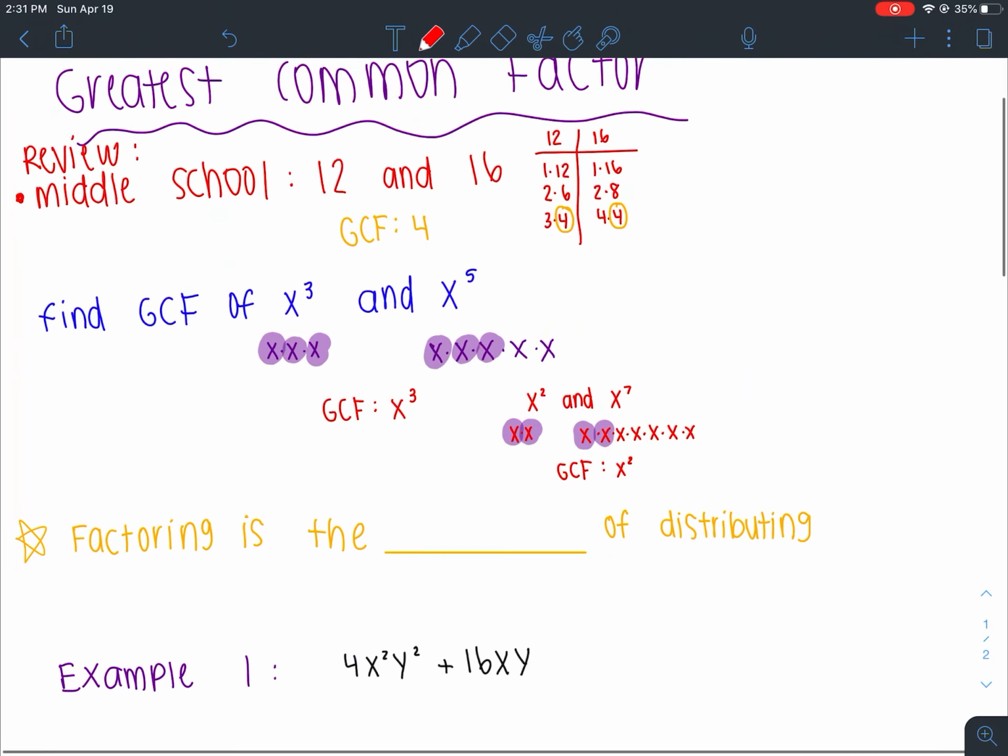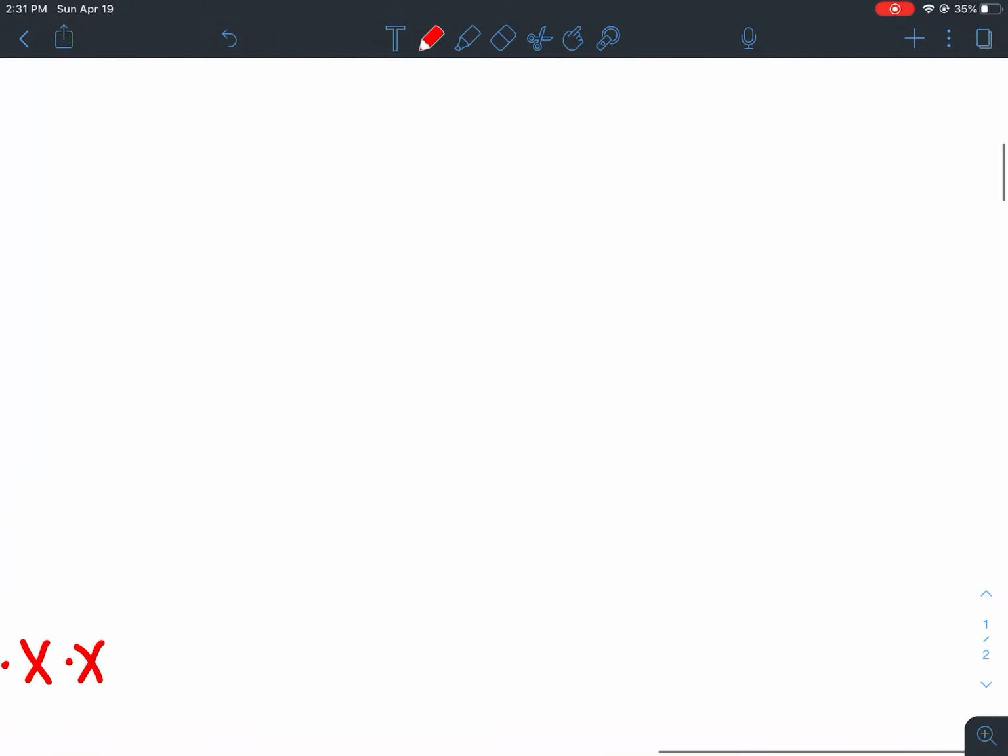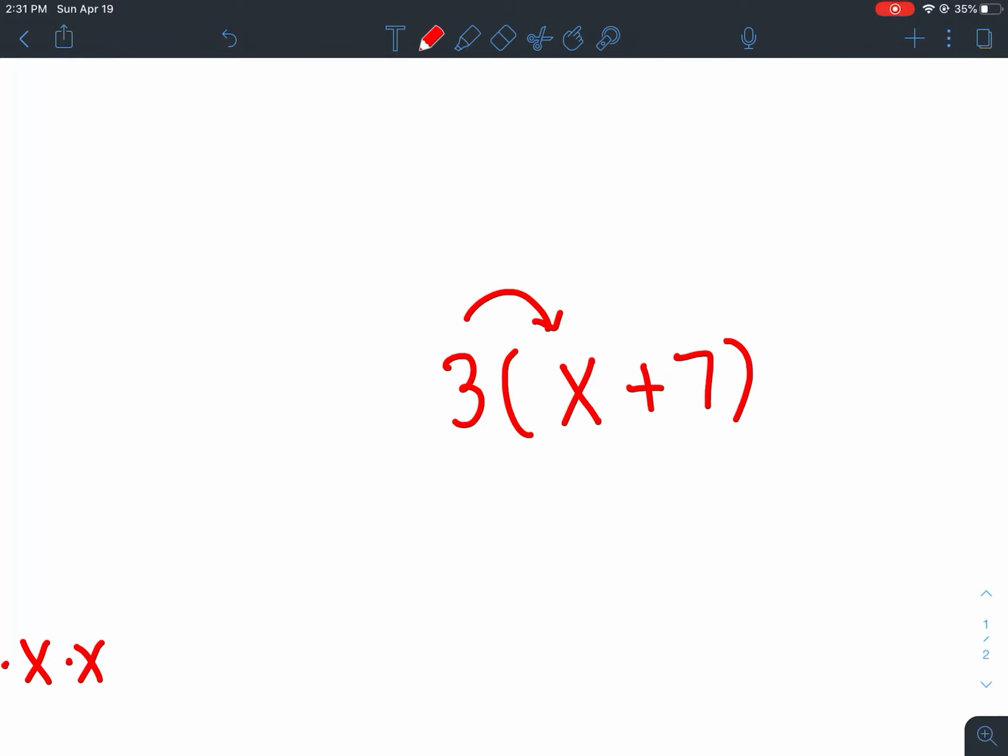So this is just the beginning. We're going to use these skills when we actually factor out the greatest common factor. But the important thing to know here is that factoring is the opposite of distributing. It's the complete opposite. Back in Unit 1, when you learned how to distribute, you would have 3, and then you'd have x plus 7, and I'd ask you to distribute. Well, distribute means I'm going to multiply the outside number to everything inside the parentheses. Distribution is the operation of multiplication.